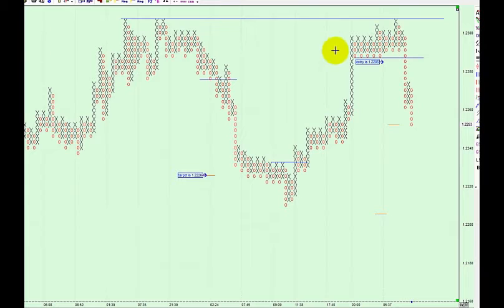I'll go ahead and put my cursor and crosshairs. You can see it's running right through there, right through the 1.2289 area. My entry was the 1.2285 area.